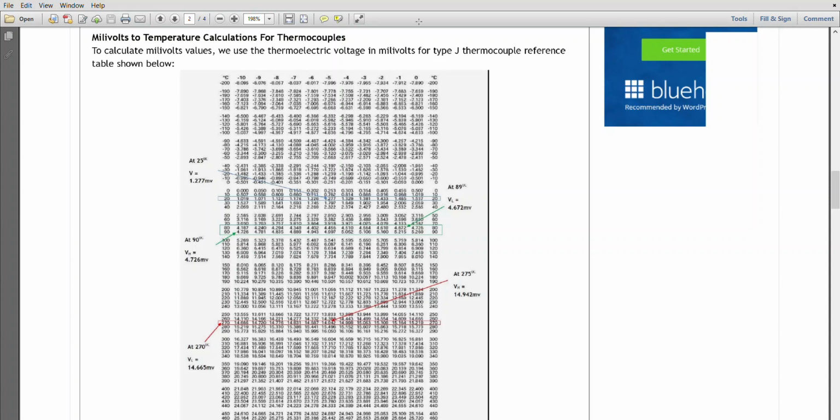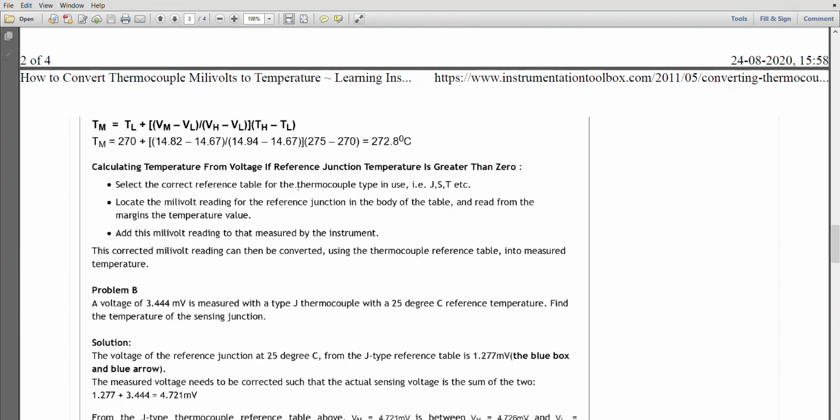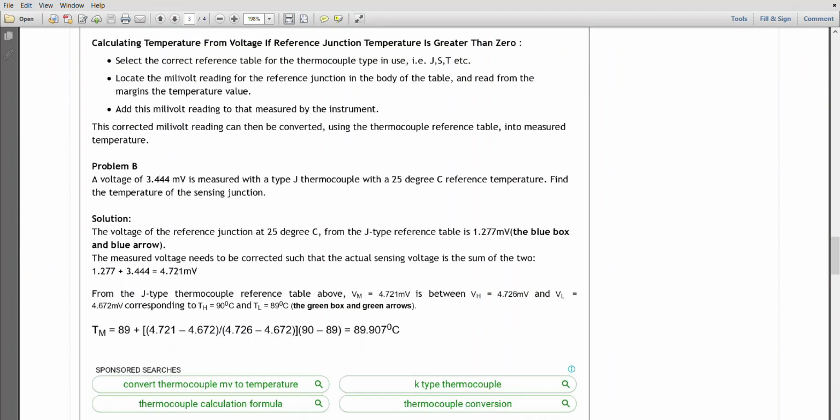What is the problem that you will famously face with this kind of question is, they will ask you a question. Let's say a voltage of 3.44 millivolt is measured by a J type of thermocouple. So once they say J type of thermocouple, you should go to that thermocouple chart, not to any other thermocouple chart. Here in the document they have given J type thermocouple, with 25 degrees reference temperature. See, they have clearly mentioned that the measurement is happening at 25 degrees room temperature, not at 0 degree temperature. So they are asking to find the temperature of the sensing junction.